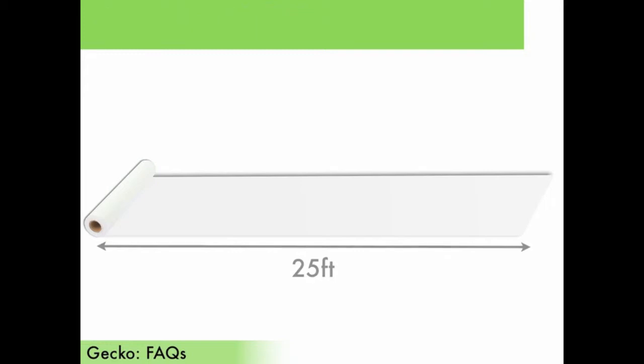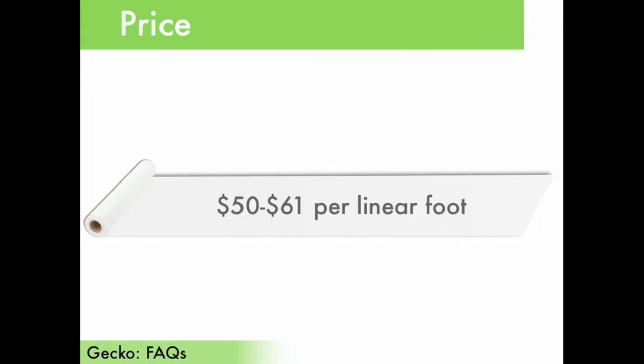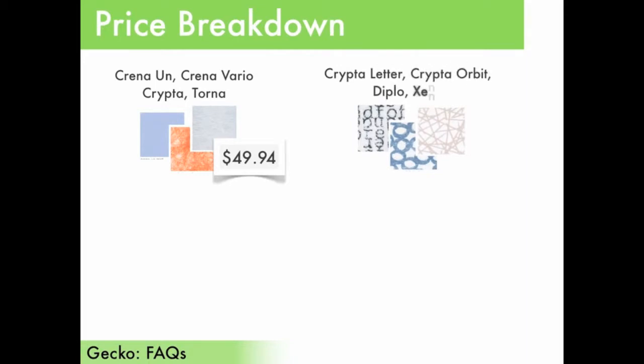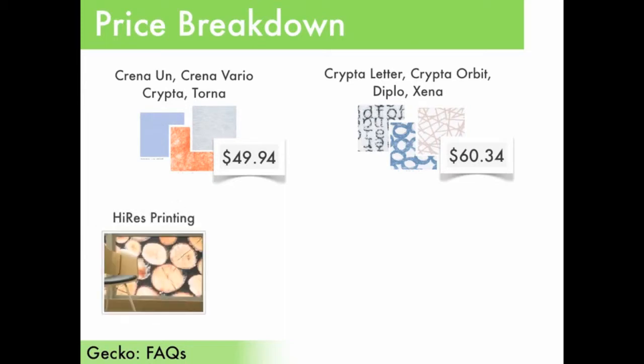The price for Gecko ranges from $50 to $61 per linear foot, depending on the material or the cut. The specific breakdown of prices is the following. Crenna Un, Crenna Varia, Crypta, and Torna are $49.94 per linear foot. Crypta Letter, Crypta Orbit, Diplo, and Xena are $60.34 per linear foot. High-res printing is $91.56 per linear foot.